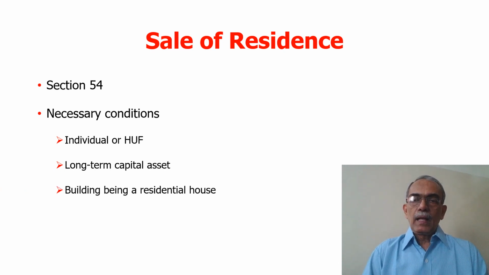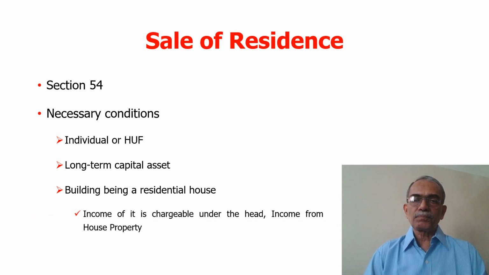And the building that is sold, as I said, must be a residential house which is used for the purpose of residence. And income from this should be chargeable under the head income from house property. Now, what is the meaning of this? Income from this house, say rental income, must be taxed under this head, that is income from house property.